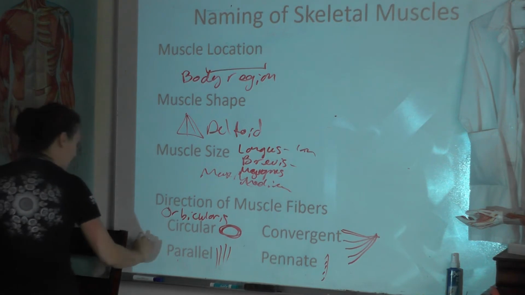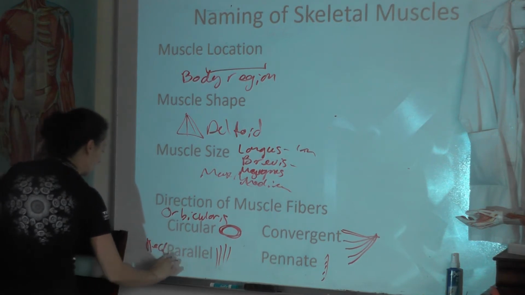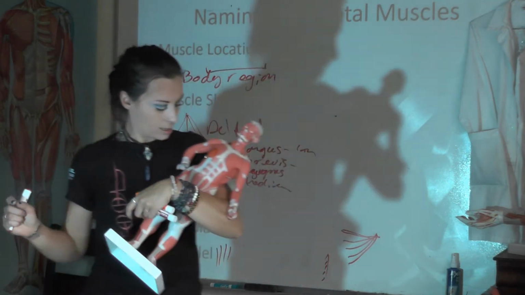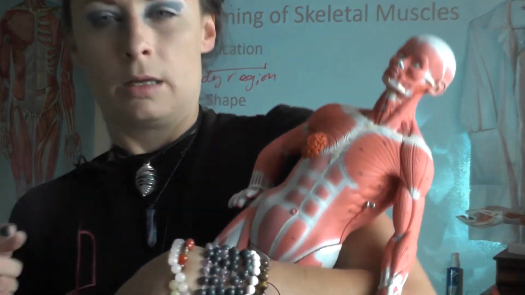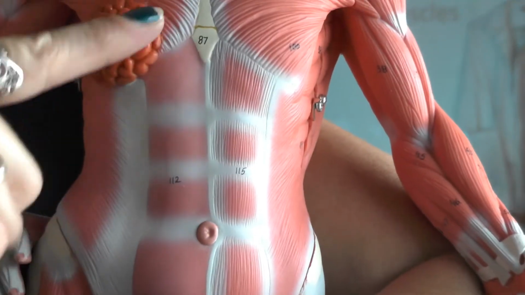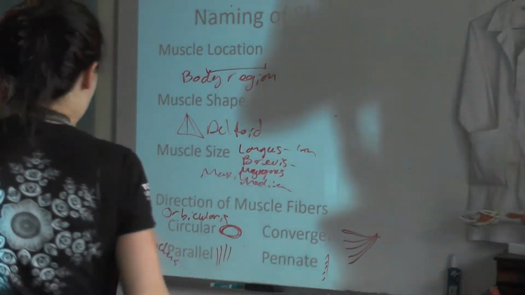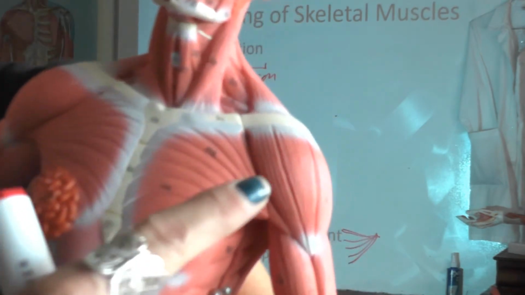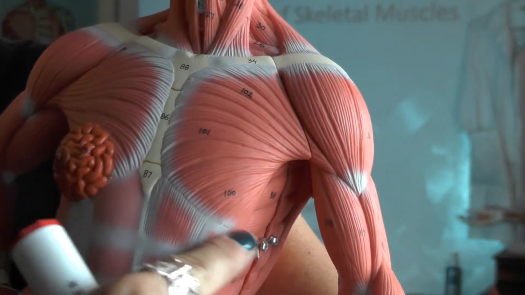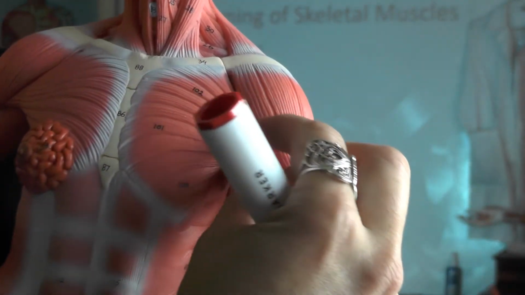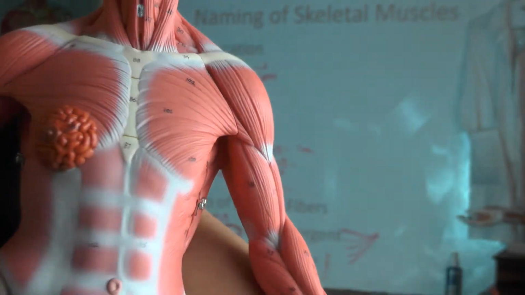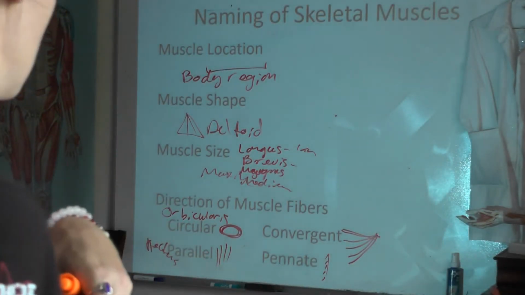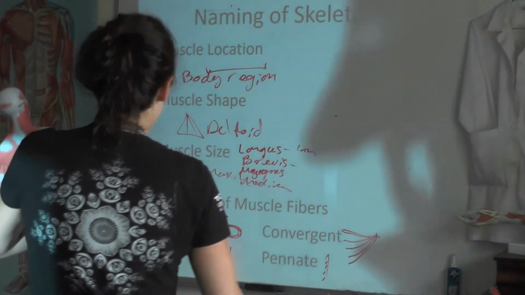Parallel, these muscles are rectus. So you'll see right here, we've got our rectus abdominis. Those muscle fibers are all parallel. Okay, convergent, pectoralis major. So we have a wide origin and we're converging on a narrow insertion. So that's what convergent do.